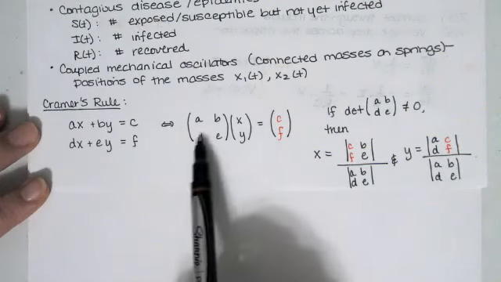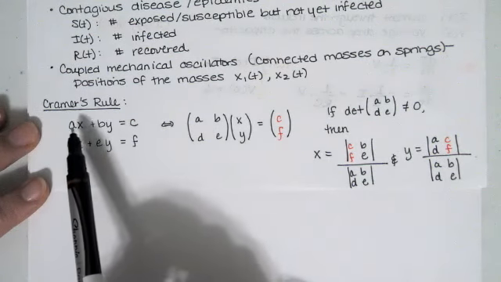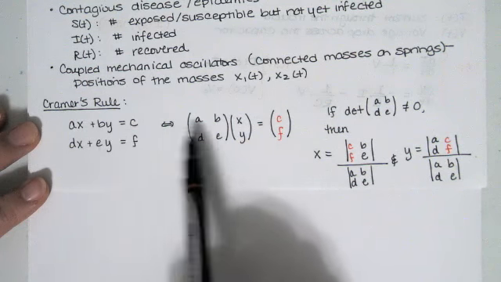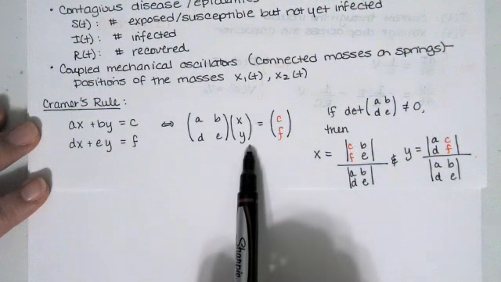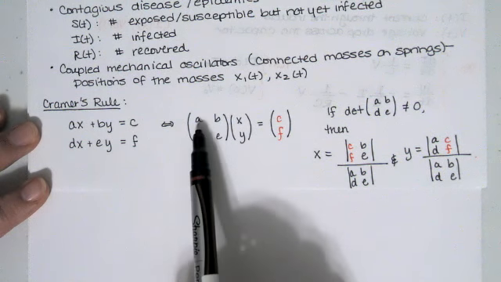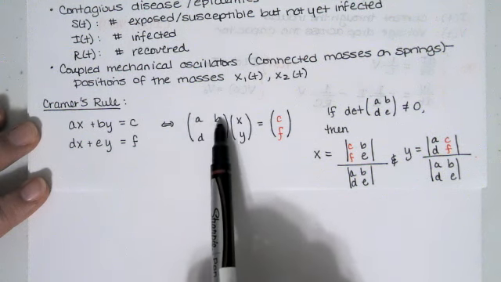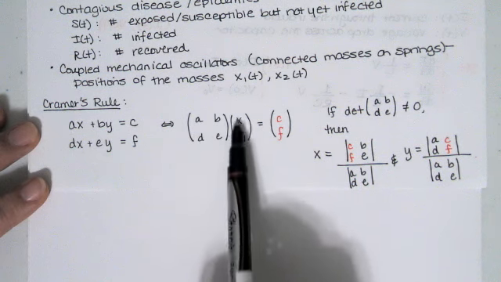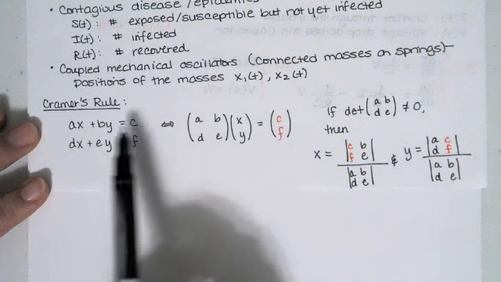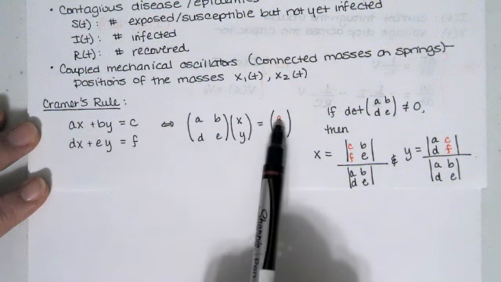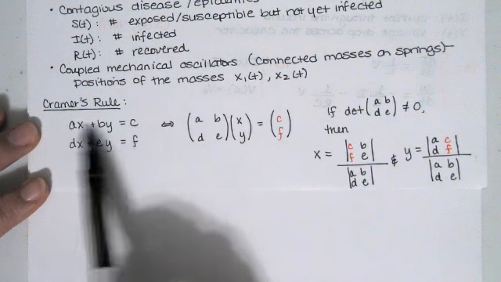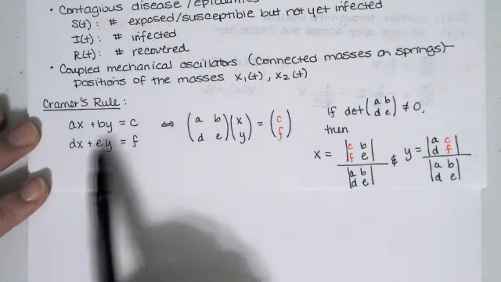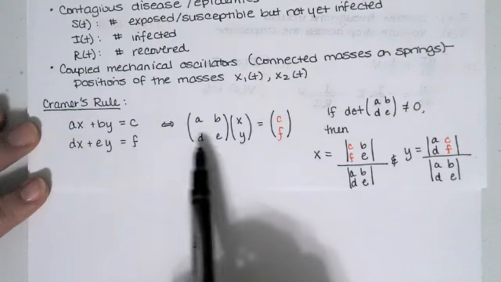Well, that corresponds to this over here. The coefficients a, b, d, and e, they go in this matrix. If you take this 2 by 2 matrix and you multiply by this column vector, you're just taking dot products. The dot product of this row with this column gives you that value. The dot product of this row with this column gives you that value. So that first dot product is equivalent to that equation. The second dot product equal to that value is equivalent to the second equation.